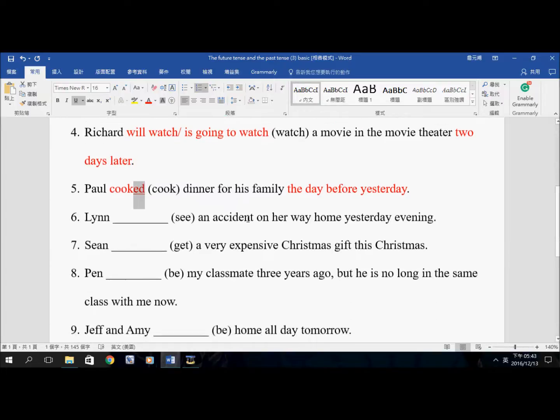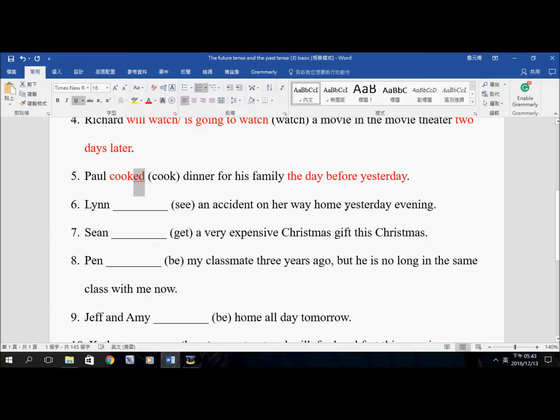Number 6, again, let's look for the time marker. The time marker is here. Yesterday evening is talking about the past. We use the past tense. We use the past tense with the sentence. The past tense of the word see. See is an irregular verb. It's saw. So Lynn saw an accident on her way home yesterday evening.